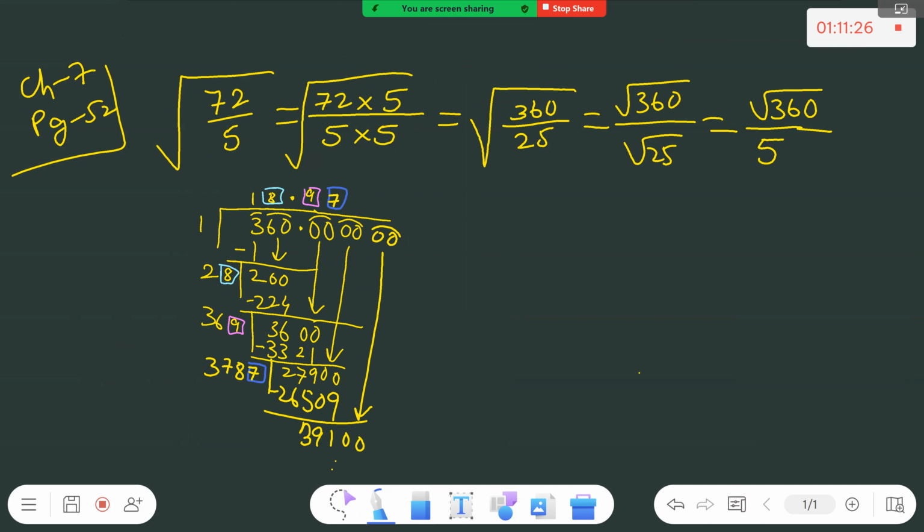Okay? So I can approximately keep it up to 18.97. It will keep on going. It has no end. So I'll keep it up to here. And I'll not bring down this 0 now. I'll leave it up to this. Approximately 18.97 by 5.